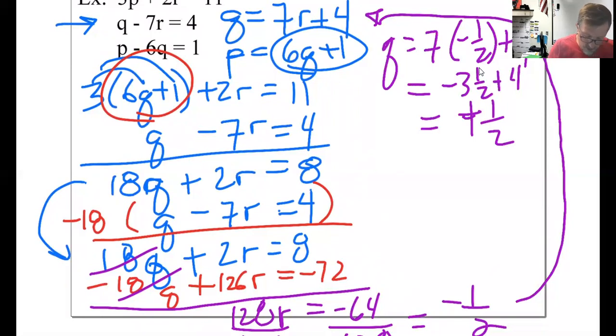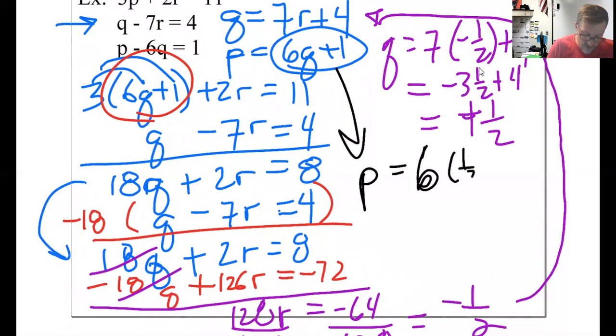Let's go black. So the last part is, I got r solved for, I got q solved for. Now I have to go back and solve for p. Right here, p equals 6 times my q value, which I just found was 1/2, plus 1. So half of 6 is 3, and 3 plus 1 is 4. The answer is 4.